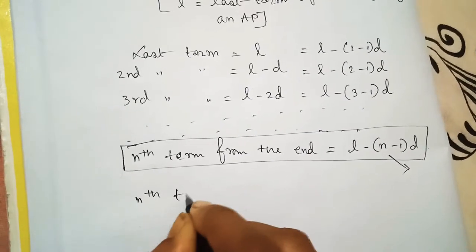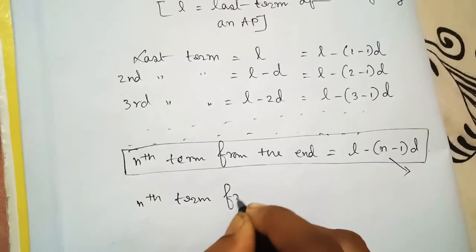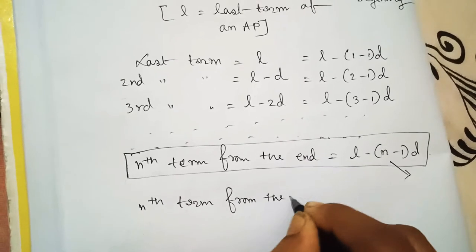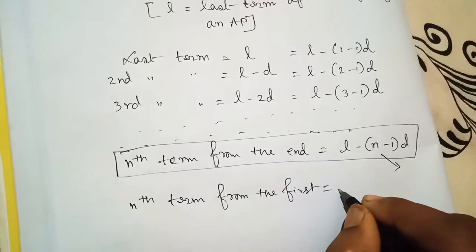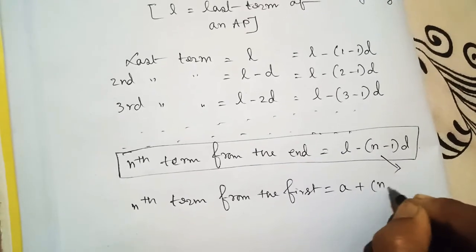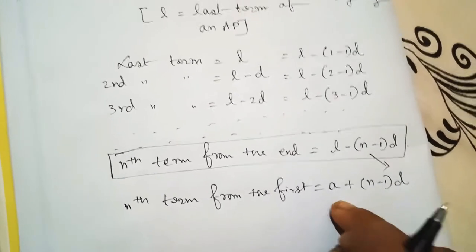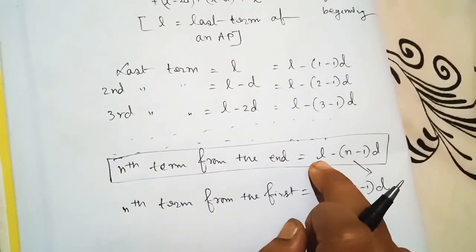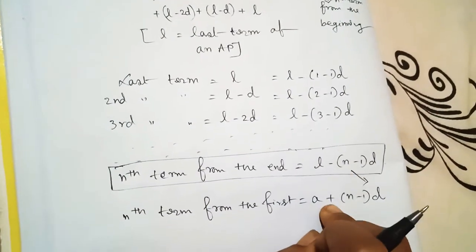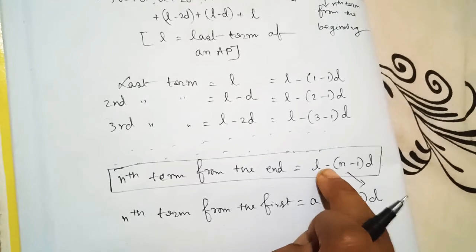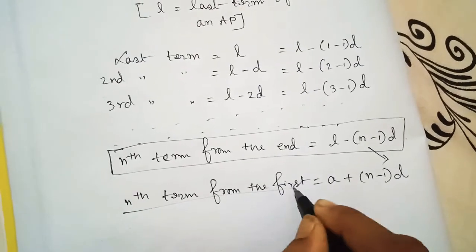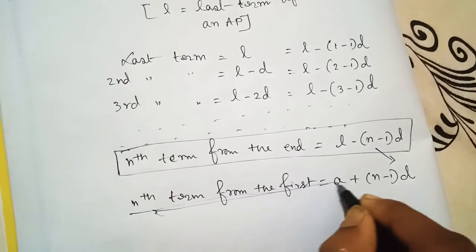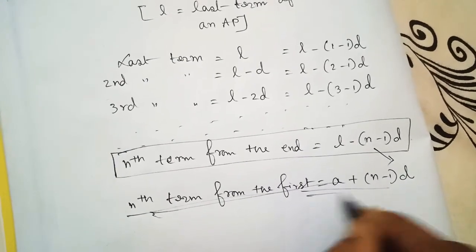The nth term from the first equals a plus (n minus 1) into d. a is the first term, L is the last term. Here it will be plus, here it will be minus, the rest of the portion is the same. So these two are the two formulas which will be frequently used.